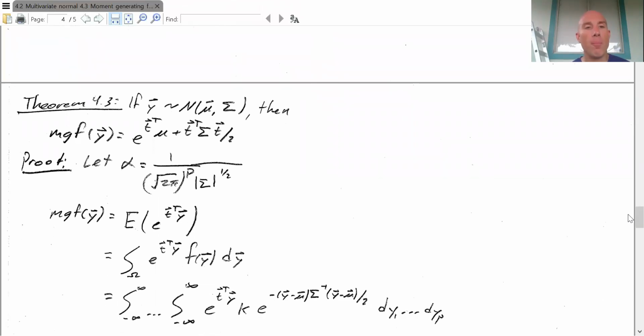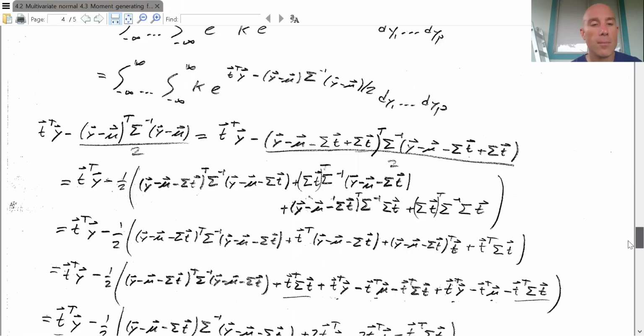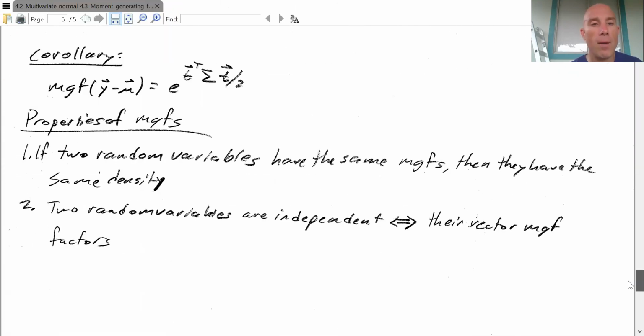Okay, so here's a theorem. If y is distributed normal with mu vector and sigma as the covariance, then the moment generating function is going to be e to the t transpose times the mu vector plus t transpose sigma t all divided by 2. I'm going to skip the proof because I'm going to assign this as a homework problem. But this is how you solve that.